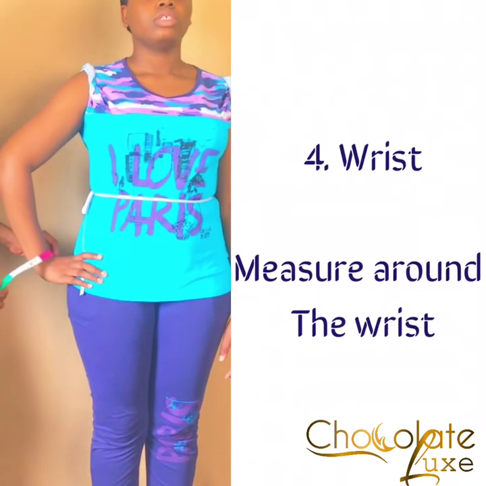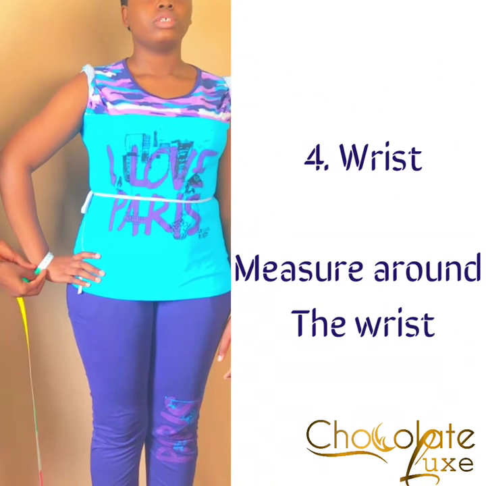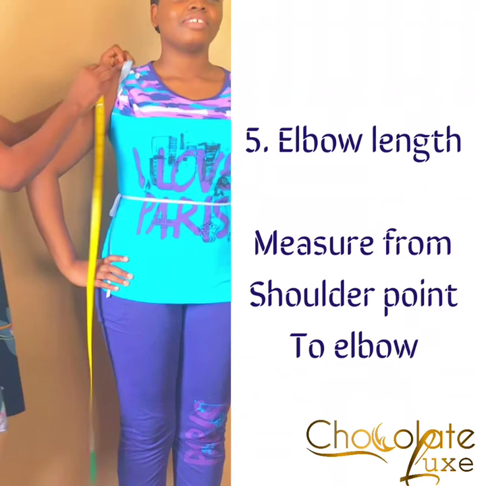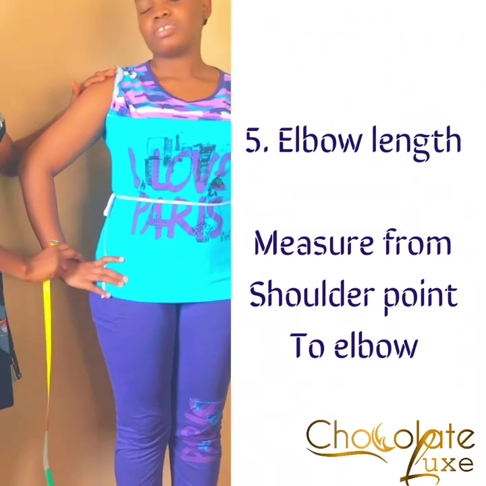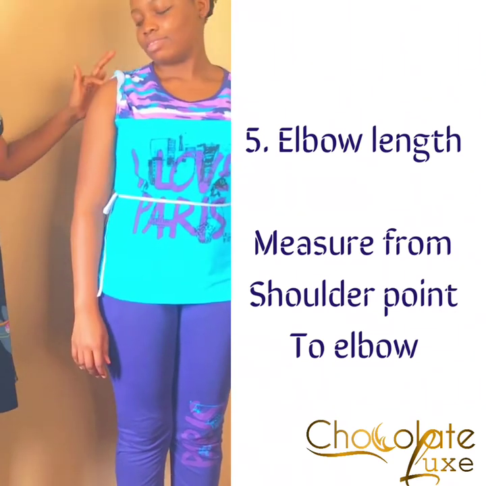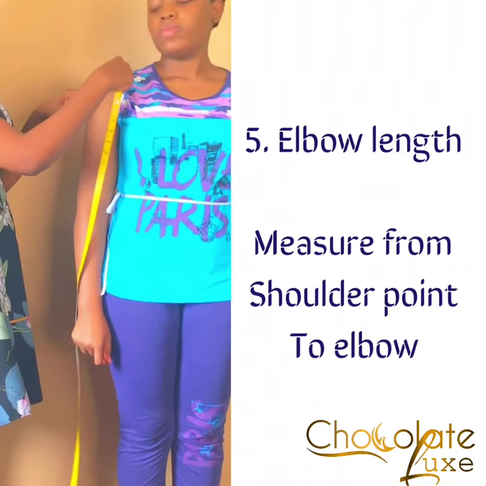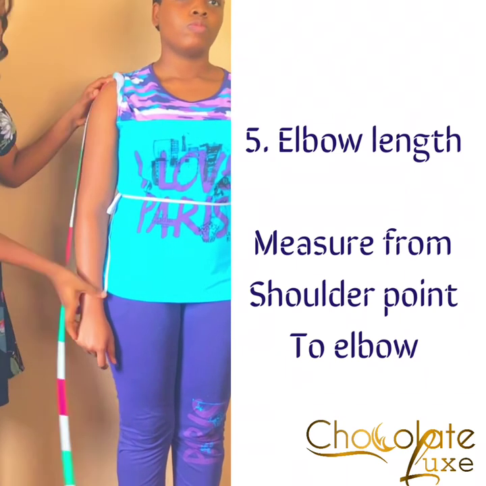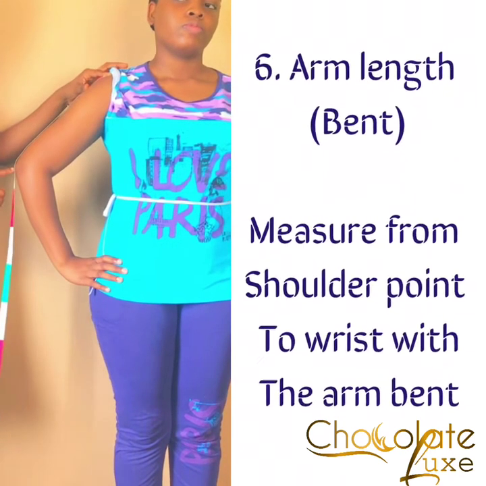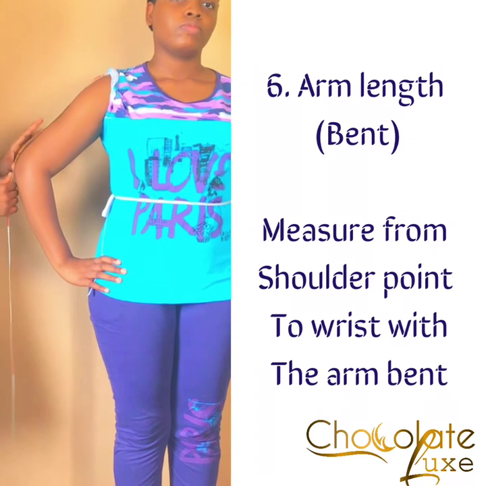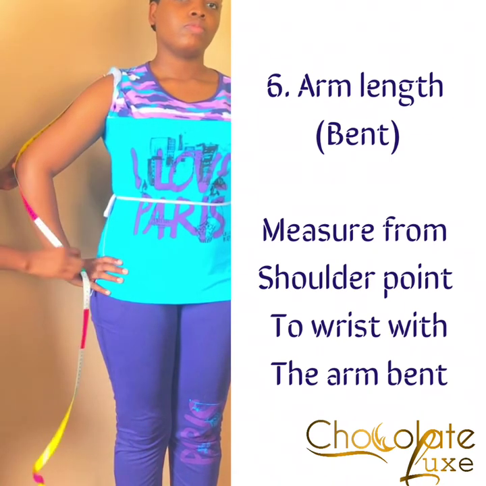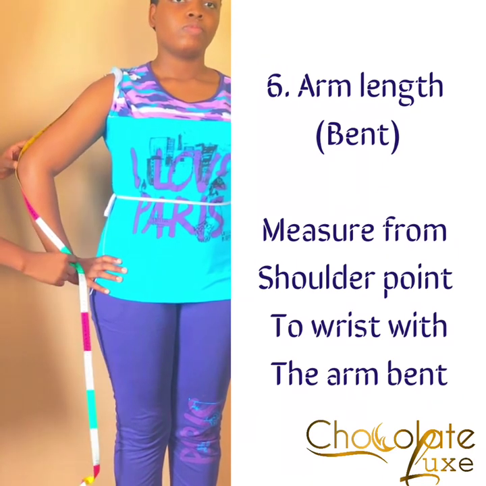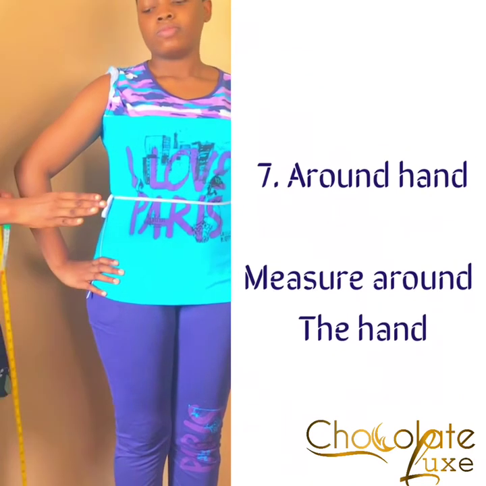The next thing is you're going to measure around the wrist. Make sure your hand is still on your hips like that, and take that measurement pretty snug. Now at this point, I'm just trying to demonstrate that you need to measure from the shoulder point. Make sure you're measuring from the actual bone there, and you would measure the elbow length with your arm still bent, from that shoulder point to the elbow. The next thing is the arm length, from your shoulder point to the elbow and down to the wrist. Note the way the tape looks.